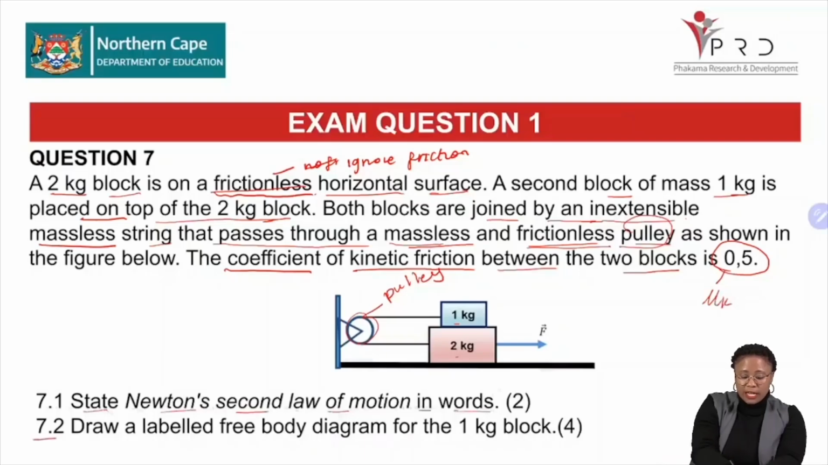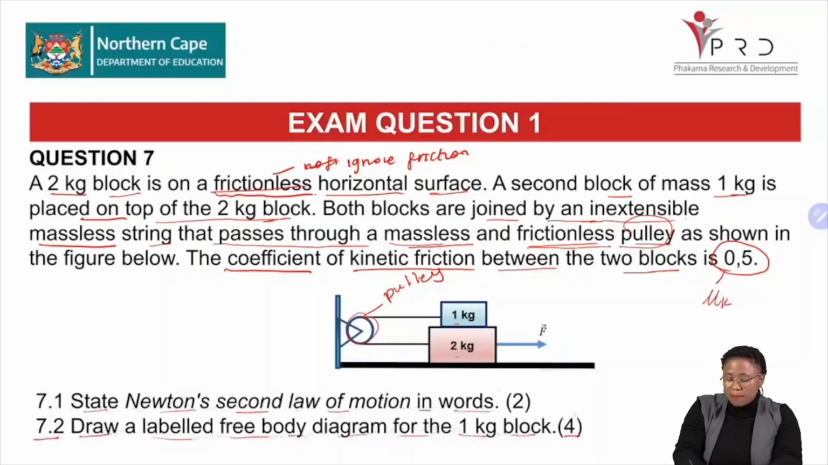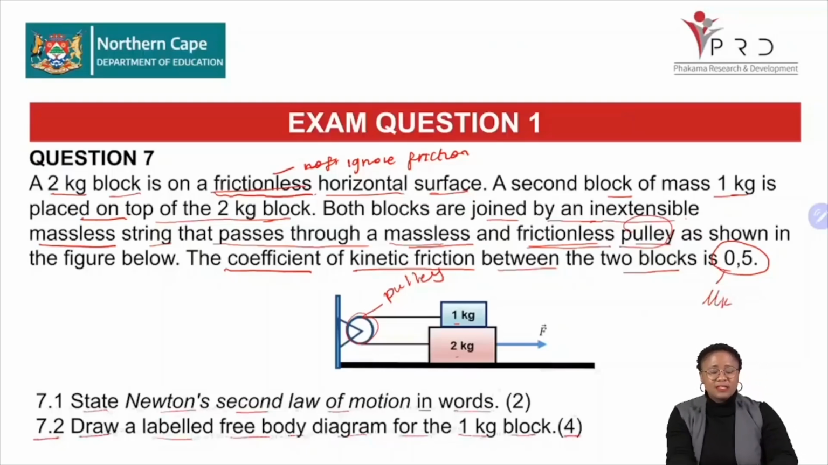Now let's quickly look at 7.2. It says, draw a labeled free body diagram for the 1 kg block. What did we say about free body diagrams? We represent the free body diagram with a dot. We look at the mark allocation. It's 4 marks. That means how many forces must we draw? 4 forces. Well done. So I'm quickly going to give you 30 seconds to draw the free body diagram, because it's either you know it or you don't know it by now. So quickly just draw the free body diagram for us and let's see if we can do it together later.